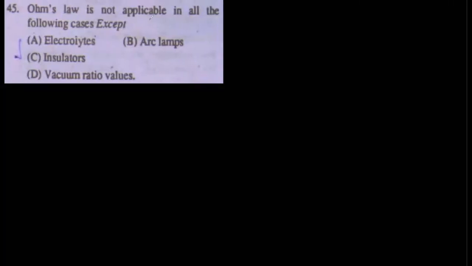Okay, next MCQ is: Ohm's law is not applicable in all the following cases except electrolyte.